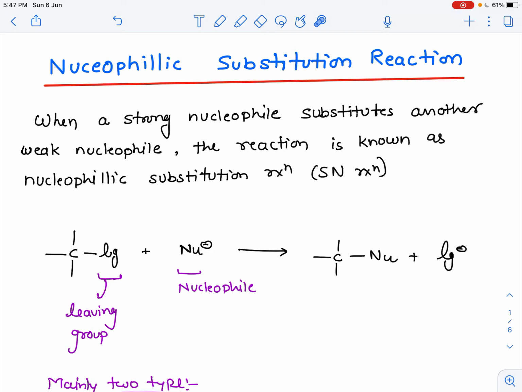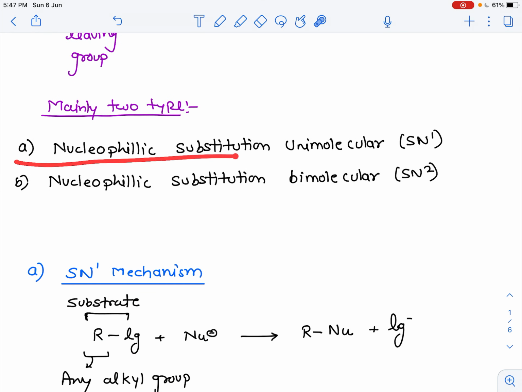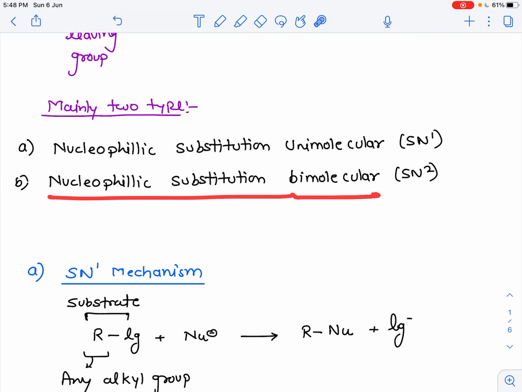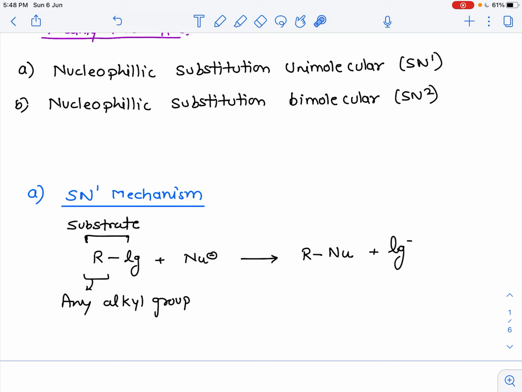Clear or not? Mainly this nucleophilic substitution is categorized into two types. Actually there are many types, but here we will mainly study two. The first type is nucleophilic substitution unimolecular, also called nucleophilic substitution first order reaction, which we popularly represent as the SN1 reaction. Nucleophilic substitution bimolecular means nucleophilic substitution second order, which we popularly call the SN2 mechanism. Now first of all we'll study the SN1 mechanism.